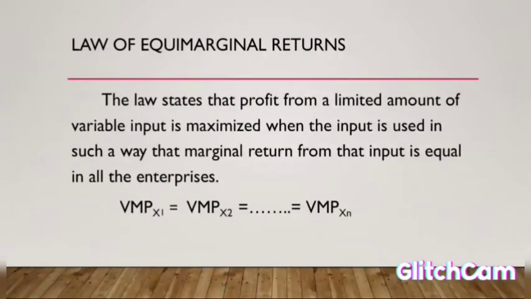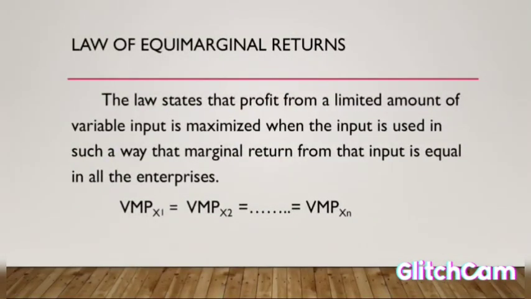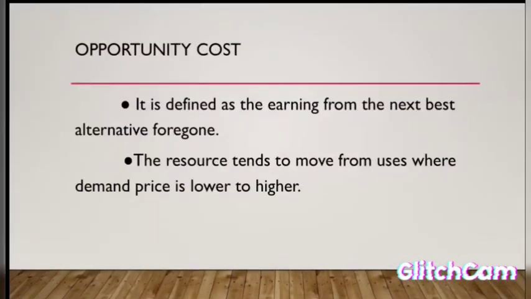Law of equimarginal returns. The law states that profit from a limited amount of variable input is maximized when the input is used in such a way that the marginal return from that input is equal in all the enterprises. Opportunity cost is defined as the earning from the next best alternative foregone. The resource tends to move from uses where the demand price is lower to higher.